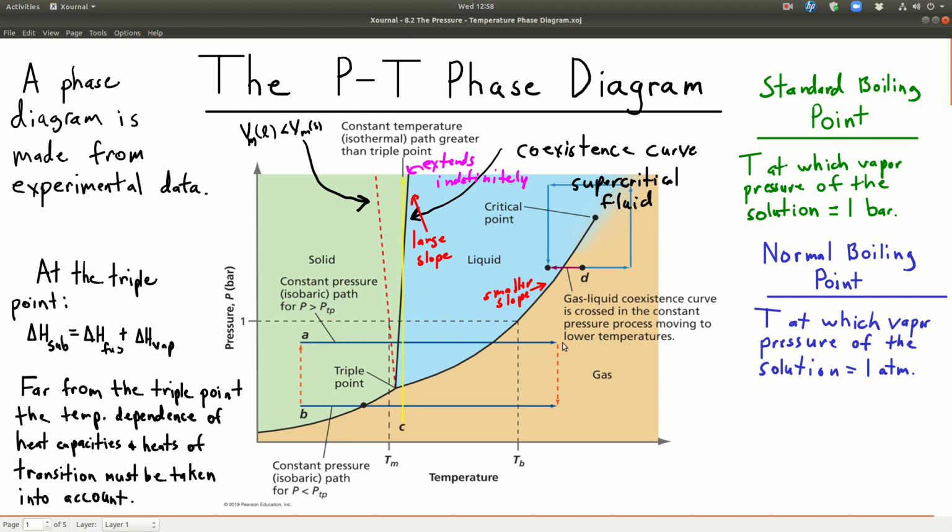A couple of definitions here. The standard boiling point is the temperature at which the vapor pressure of the solution is equal to 1 bar. Remember, boiling point is the temperature at which the vapor pressure of the liquid or the solution is equal to the pressure above it. Usually it's atmospheric pressure. A normal boiling point, the one we usually talk about in Gen Chem, is the temperature at which the vapor pressure of the solution is equal to 1 atmosphere. Slightly different than 1 bar, so these are different temperatures.